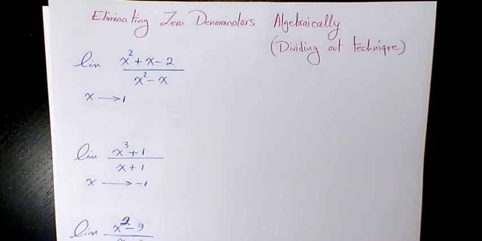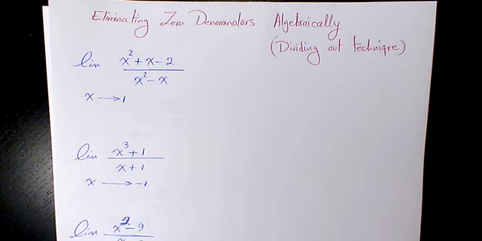Welcome to another video. In this video I want to show you how to evaluate limits by eliminating zero denominators. This method is also called the dividing out technique, and we can use it in calculus for evaluating limits. I have many examples here. I'll start from the first one.